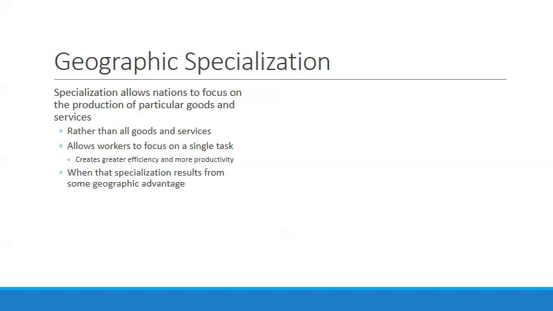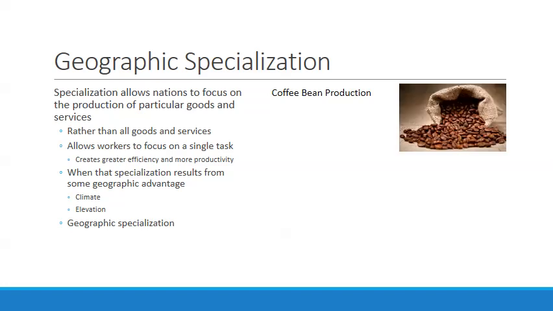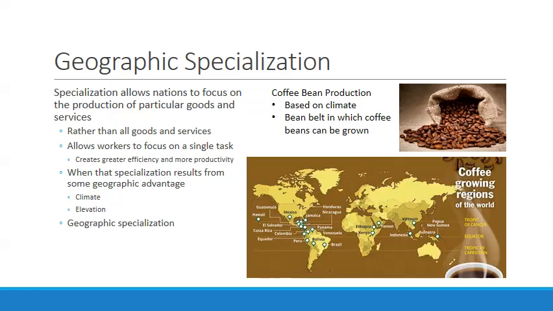Now, when that specialization results from some geographic advantage, which is often the case, for example, climate or elevation, we have what we call geographic specialization. We're going to use coffee as an example here. So coffee bean production. So we look at this bag of coffee beans and these coffee plants. Well, it's based on climate, and there's what we call a bean belt in which coffee beans can be grown. So if you look at this map, you'll notice very clearly there's an area there just below and above the equator in which the climate is just right for the production of coffee beans. And as a result, we see that only those countries are the ones producing.